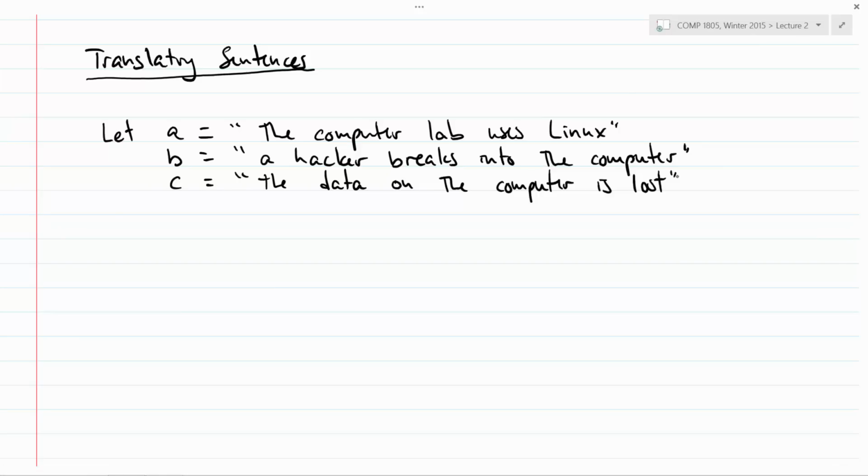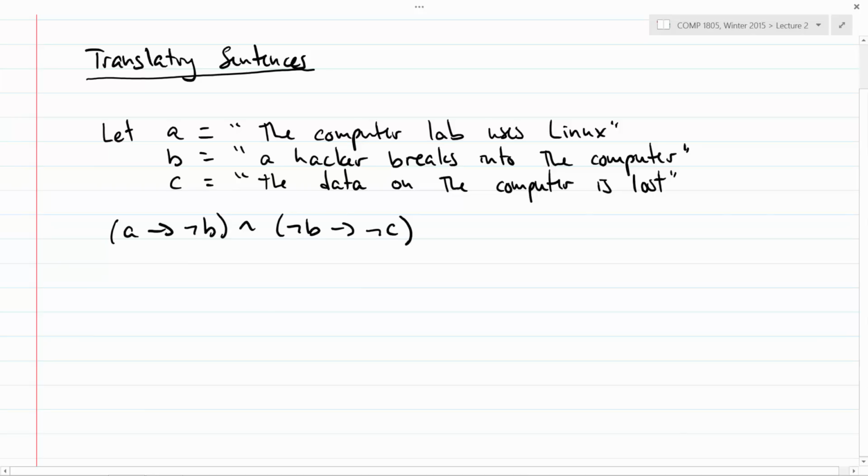Okay, these are three propositions, and I'd like to know what some things in logic are in English given these definitions. So the first one I'd like to know is, what is A implies not B, and not B implies not C? What is that saying in English? Does anyone have any ideas? Yeah? Because the computer lab uses Linux, a hacker is unable to break into the computer. And as a side effect of that, because the hacker did not break into the computer, no data on the computer is lost. Okay, so you're on the right track.